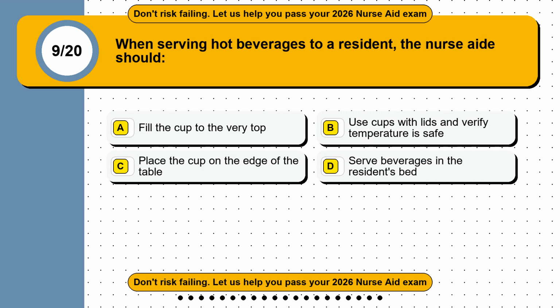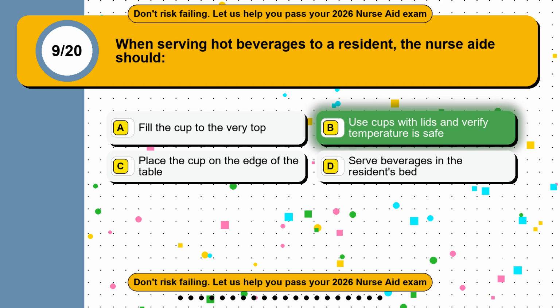Question 9. When serving hot beverages to a resident, the nurse aide should: Option A. Fill the cup to the very top. Option B. Use cups with lids and verify temperature is safe. Option C. Place the cup on the edge of the table. Option D. Serve beverages in the resident's bed. The correct answer is option B. Use cups with lids and verify temperature is safe.